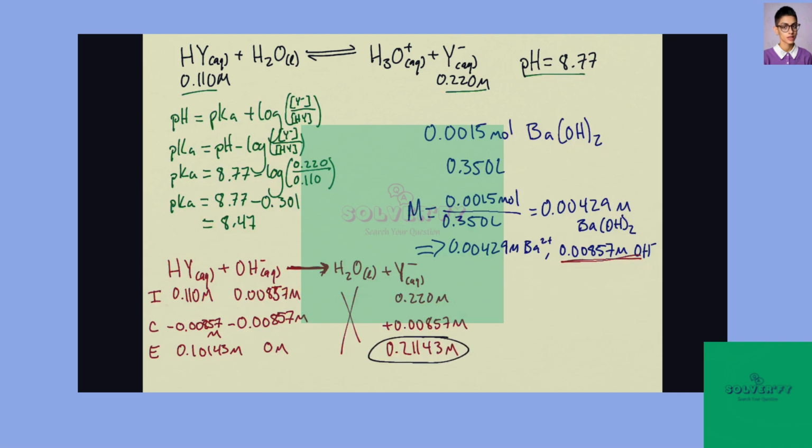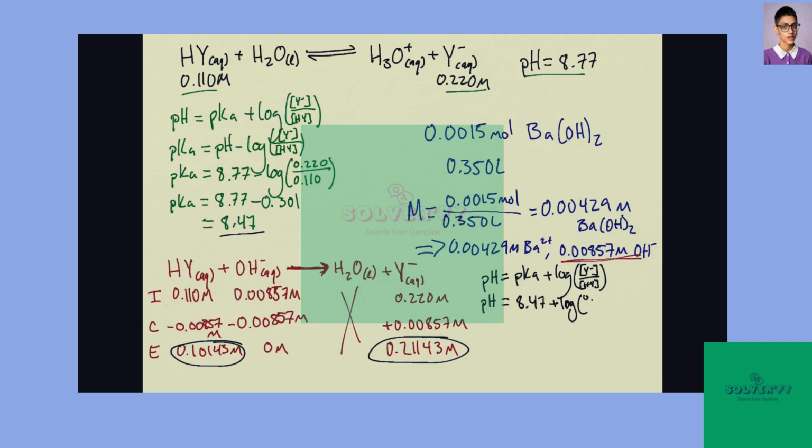And now that we have these final concentrations for Y minus and HY, we can use them to calculate the pH of the final solution using the Henderson-Hasselbalch equation again. So we can plug in our calculated value of pKa, since that won't change. And then we can plug in our new concentrations that we found in the ice table.